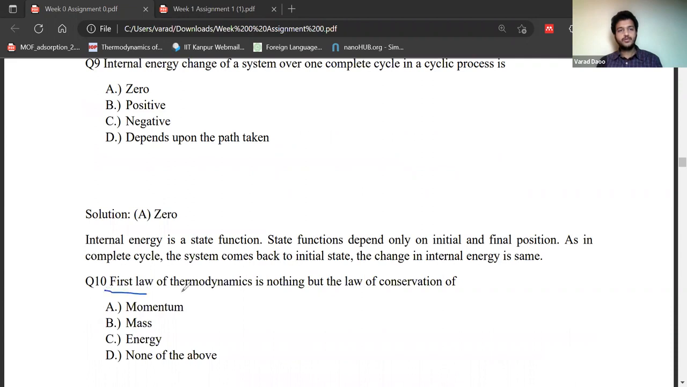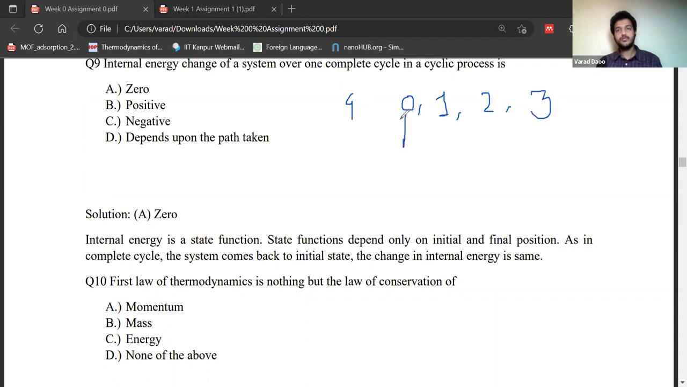So the first law of thermodynamics is nothing but the law of conservation of what? Momentum? No. Mass? No. Energy? Yes. So the first law of thermodynamics is about energy. Let us understand; I will discuss all the laws of thermodynamics. How many laws of thermodynamics are there? There are 4 laws: zeroth law, first law, second law, and third law.